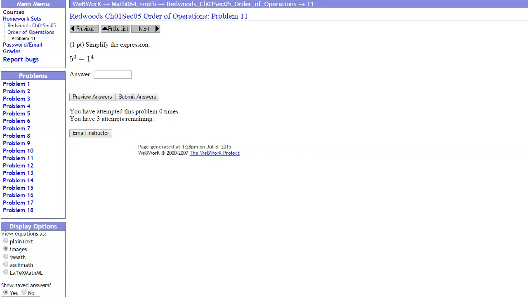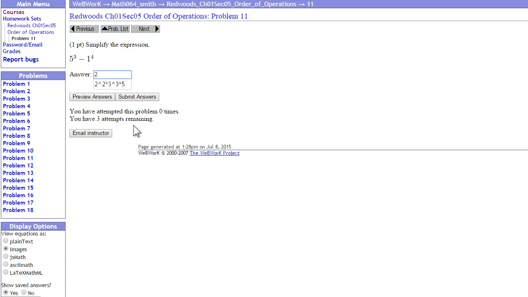Here's an example of how to use the buttons on the WebWork page to keep track of what you're doing in terms of the work and the answers you've got and what the solutions might be. So let's say here's a problem to work, 5 cubed minus 1. Let's say the answer is 2.